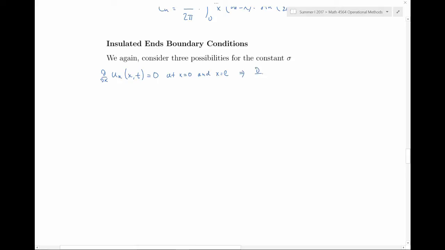we get that the derivative with respect to x of X(x) times T(t) at x equals 0 should be 0, and the derivative with respect to x of X(x) times T(t) at x equals L should be 0, which leads, quite understandably, to the function X(x) having a 0 derivative at 0 and 0 derivative at L, because T(t) should be a non-zero function that should be unaffected by what happens with x.